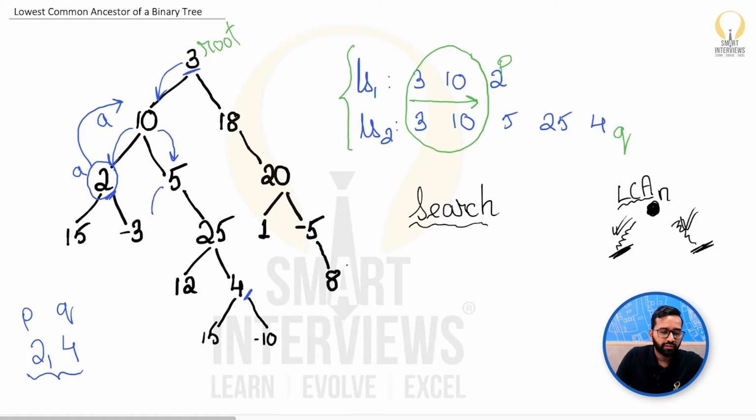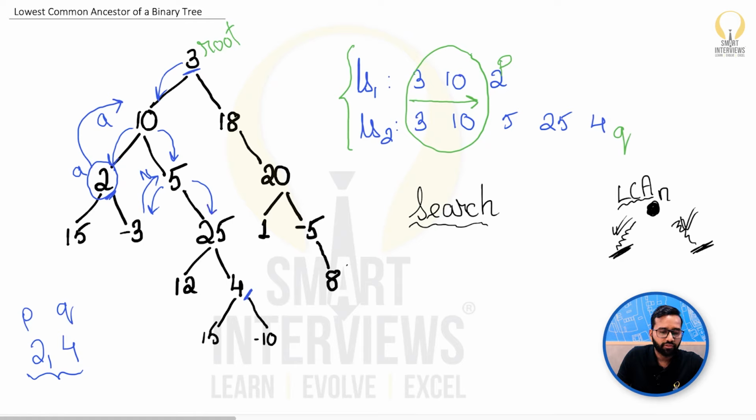We go to the left of 5. We reached a null node. There is nothing over here. So from here, we'll simply return null, saying that we have not found anything in this subtree. Now we continue our search on the right side.